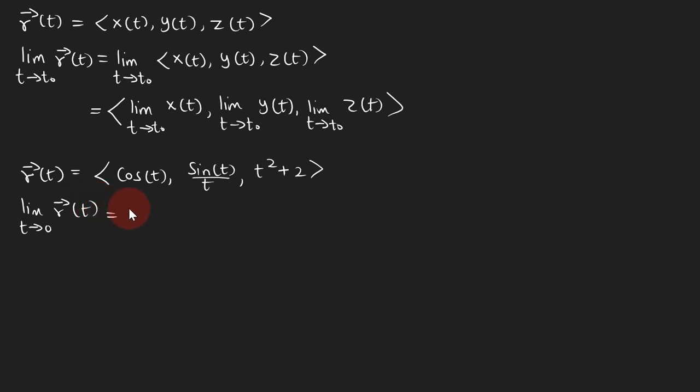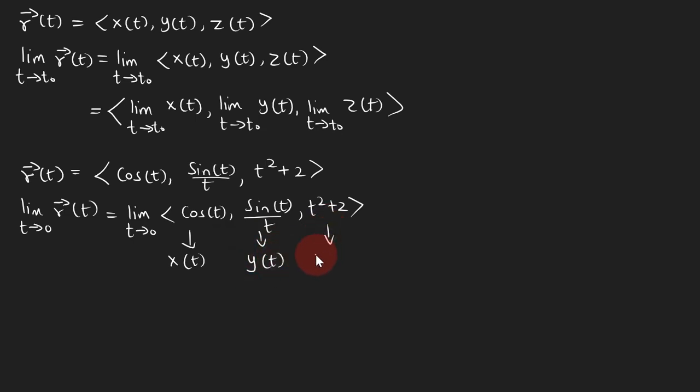So in doing this, you are going to have the limit as t approaches 0 for cosine of t, comma, sine of t divided by t, and then t squared plus 2. This is what you have now. So you're going to find the limits of each of the component functions. I'll take this to be x of t, I'll take this to be y of t, and then I'll take this to be z of t. So let's find the limits of each of the component functions.